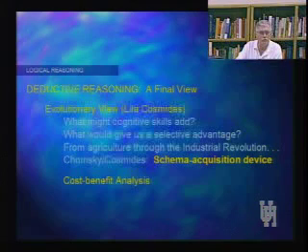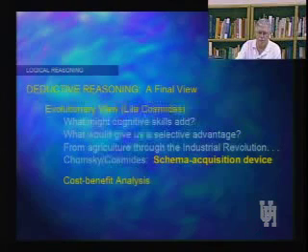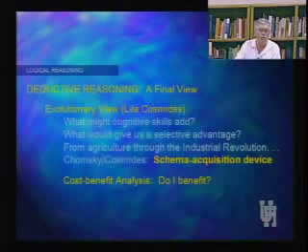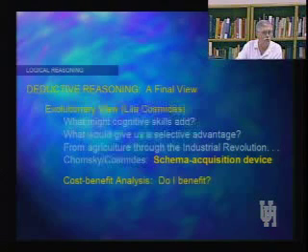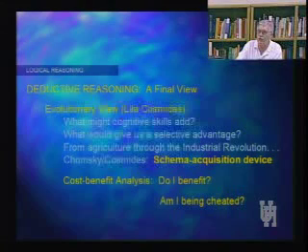So, for instance, we can ultimately do cost-benefit analysis, and our survival, even in today's world, is really predicated on our ability to do cost-benefit analyses in any given exchange. The two questions that we're constantly trying to assess and answer are, do I benefit, and am I being cheated?